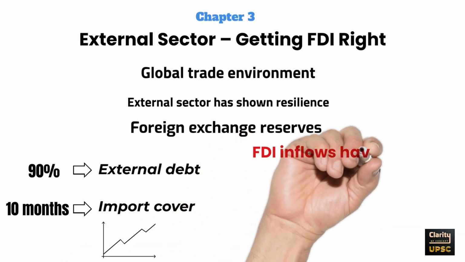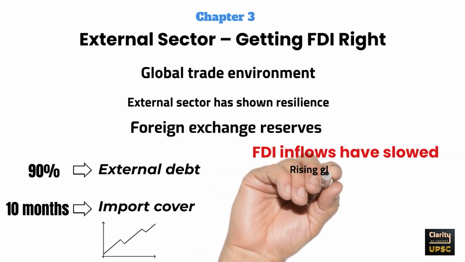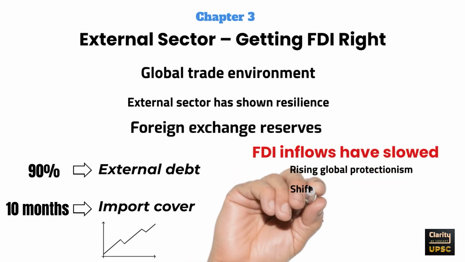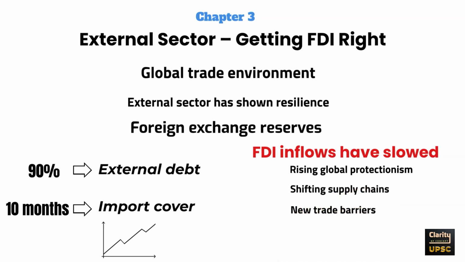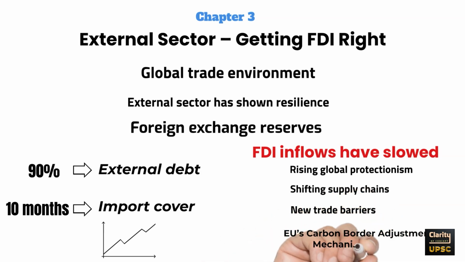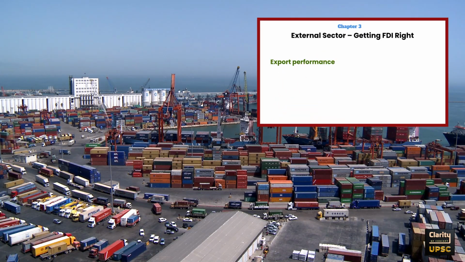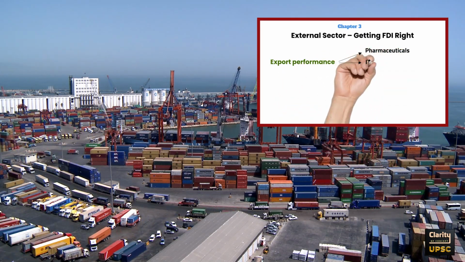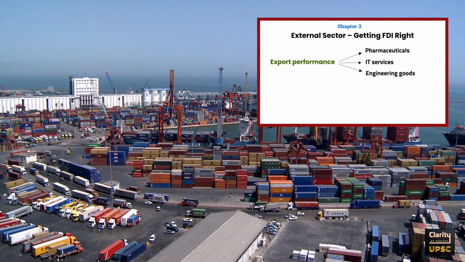However, FDI inflows have slowed down. The survey lists a few reasons for this: rising global protectionism, shifting supply chains, and new trade barriers like the European Union's carbon border adjustment mechanism. Despite these challenges, India's export performance remains stable, with pharmaceuticals, IT services, and engineering goods continuing to perform well.